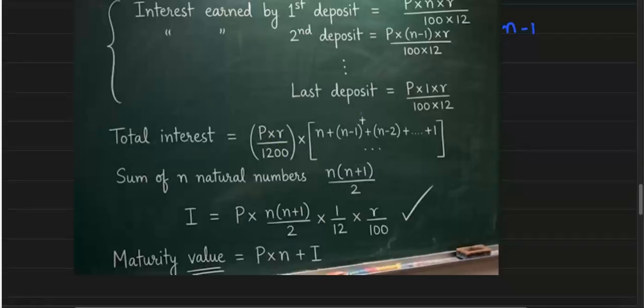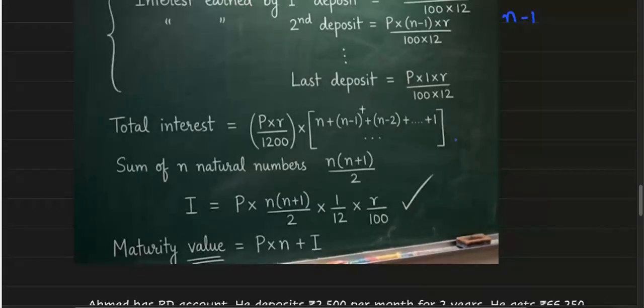By adding all these terms, I will get n plus n minus 1, n minus 2 up to 1. So I told you the sum of first n natural numbers is n into n plus 1 by 2. This is a formula to get the sum of first n natural numbers. I will replace the above with this formula, n into n plus 1 by 2. So the interest amount getting accumulated is P into n into n plus 1 by 2 multiplied by 1 by 12 multiplied by R by 100. This is our ultimate formula for interest.